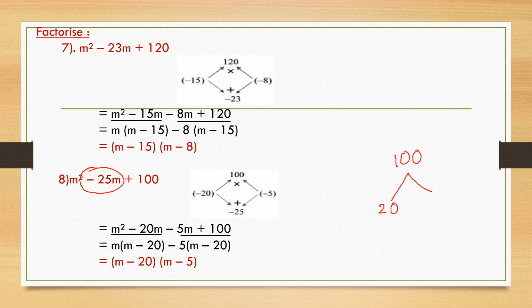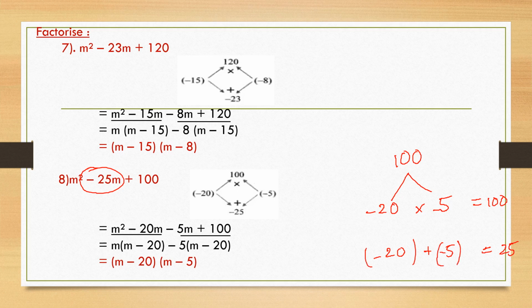So if you take 20 into 5, 20 multiplied by 5 will give you 100. But if you add them, 20 plus 5, you will get plus 25. But I want minus 25. So we'll take minus 20 and minus 5. So we'll give minus sign for both the numbers.